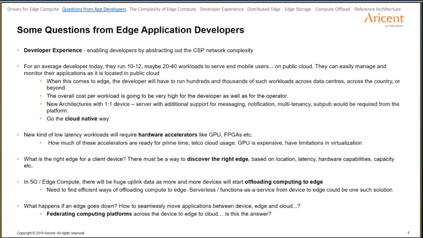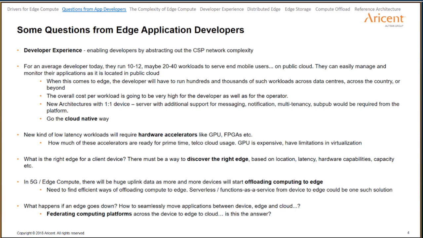Finally, what happens if the edge goes down? I mean, this is a question which I repeatedly hear from developers. I mean, I'm running and the edge goes down, the connectivity to the public cloud is gone, or the connectivity to the internet is gone. Can we move the application somewhere? It's a stateless application. Can I launch it somewhere else immediately and get the device to connect to it? I don't know the answer.